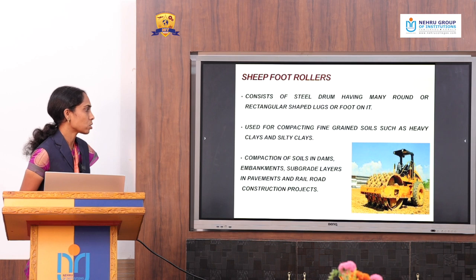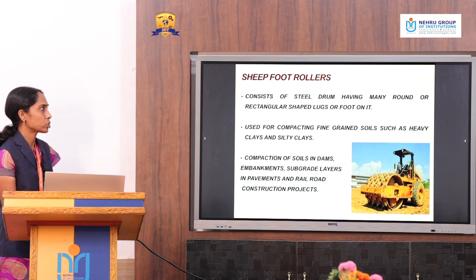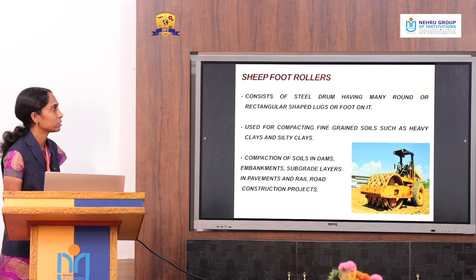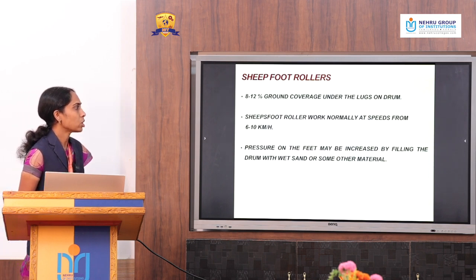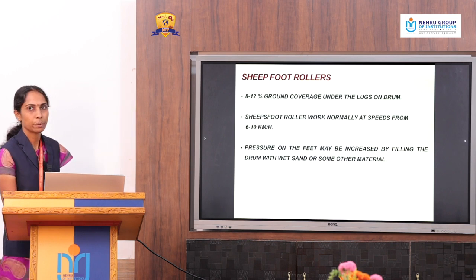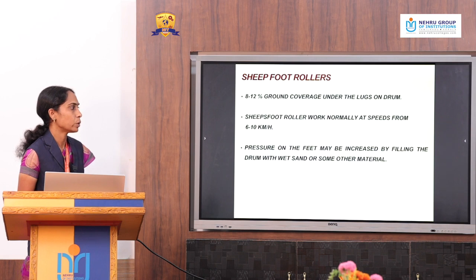We can use sheep foot rollers for compaction of soils in dams, embankments, subgrade layers in pavements and railroad construction projects. The coverage area is about 8 to 12% and normally the speed is 6 to 10 km per hour. The pressure on the feet may be increased by filling the drum with wet sand or some other material.